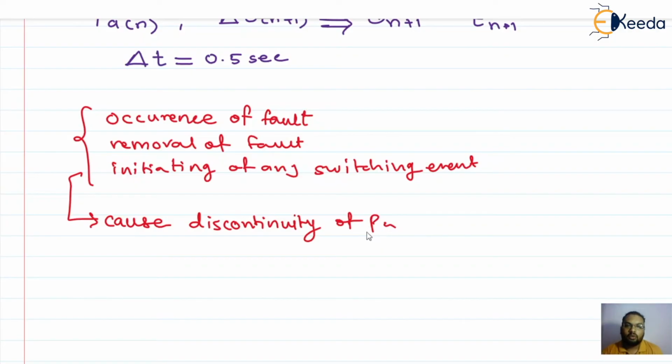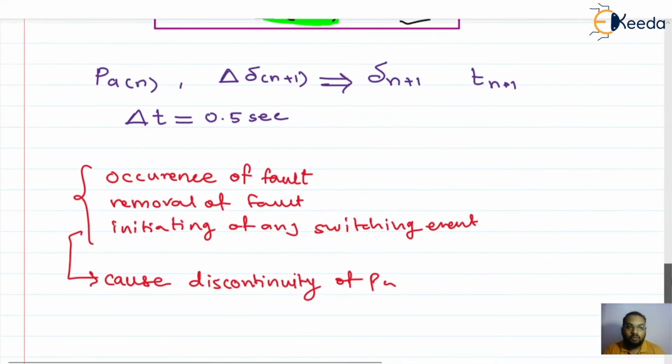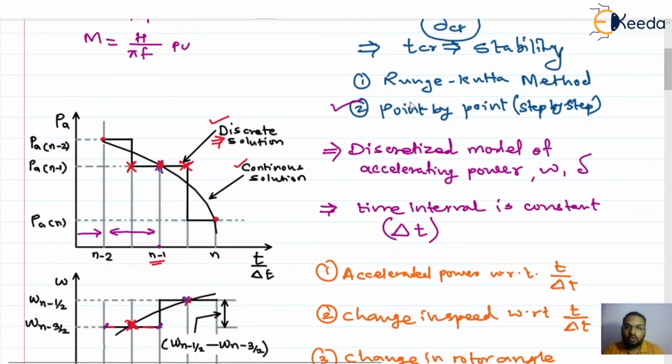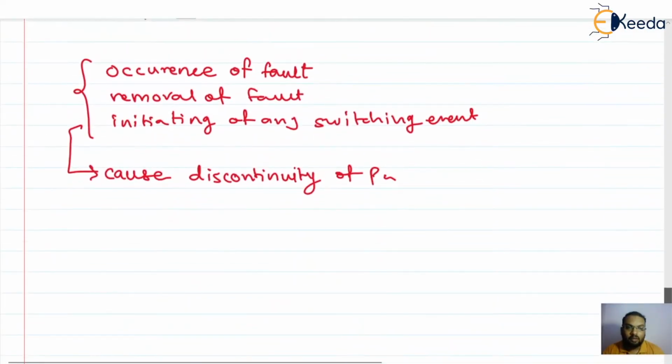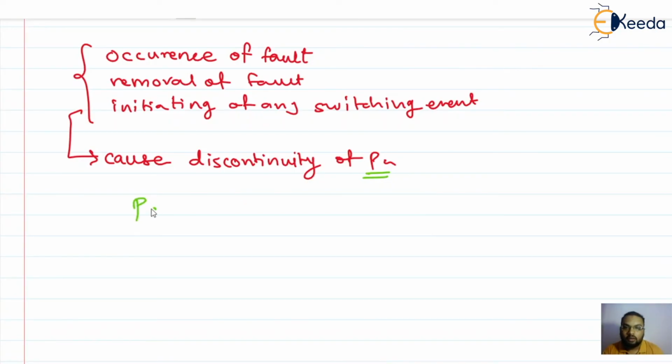So what will happen if one of these events occurs at the beginning of an interval? We need to have the accelerating power value at the beginning of an interval, because whatever value we get at the beginning of an interval, we consider that value to remain constant for this time interval. If one of those events comes at this point, then definitely there will be a discontinuity in the accelerating power. So how can we obtain the value of that accelerating power? We can take the average value of the accelerating power immediately before the clearing of that fault and immediately after clearing of the fault.